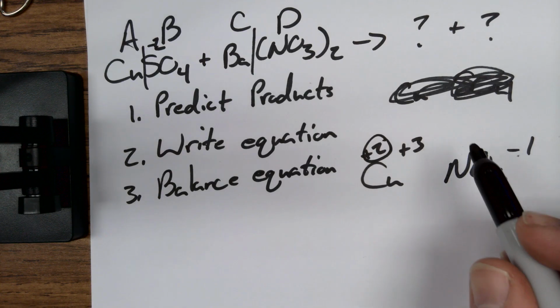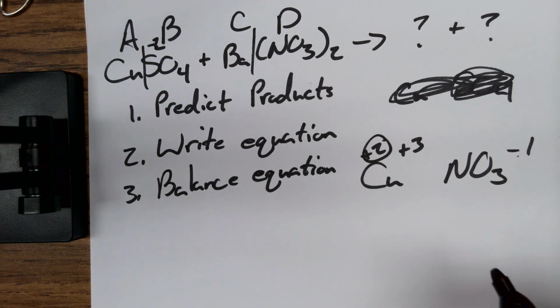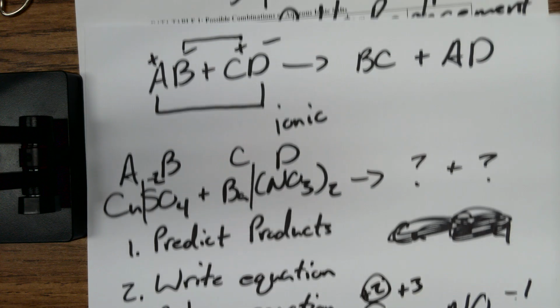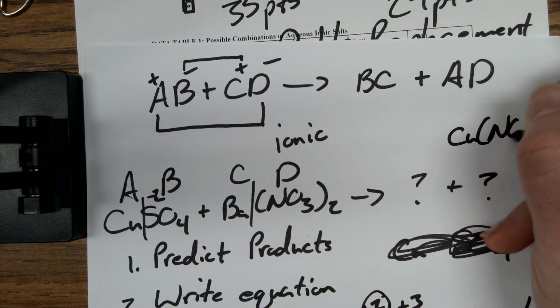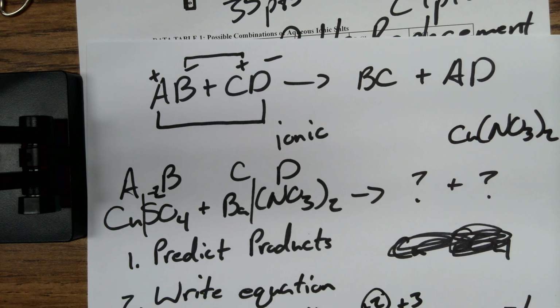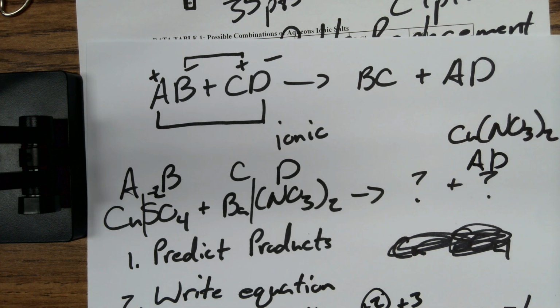Now my question to you. Does my +2 and -1 cancel each other out? No. I'm going to need to get more of something. I'm either going to need more copper or more nitrate. Which one am I going to pick up to cancel out the charges? I need at least 1 more nitrate, right? So, my first combination is copper 2 nitrate. That's my AD.